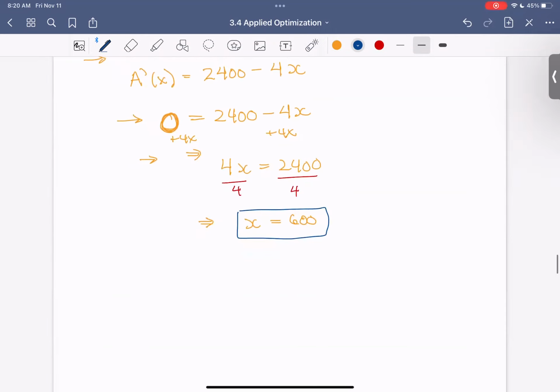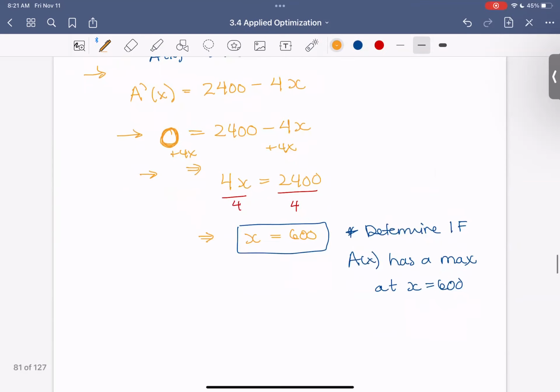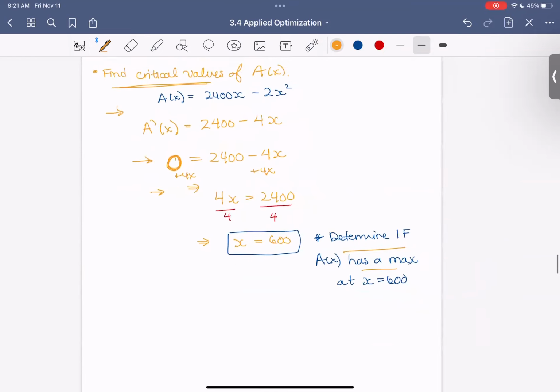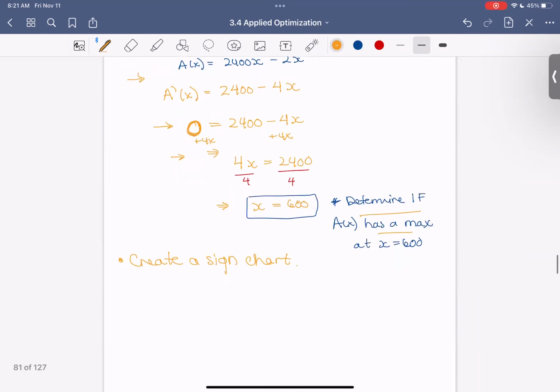So now we need to determine if area has a max at x equals 600. So we find the critical values. Now we need to determine if the critical value is a maximum. To do that, we can create a sign chart. So this, if we recall, our vocabulary would be to use the first derivative test.